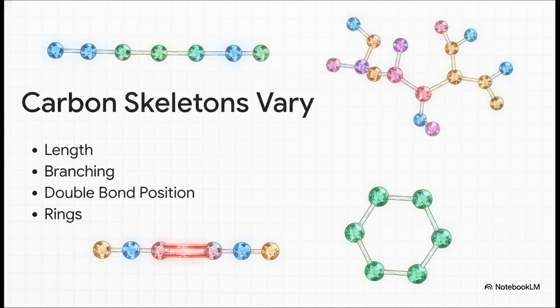This bonding versatility means carbon skeletons can grow into incredibly diverse architectures. They can vary in length, forming super short or massively long chains. They can branch off just like the branches of a tree. They can incorporate double bonds, which actually flattens the structure out into the same plane. Or they can even fold back on themselves to form closed rings.